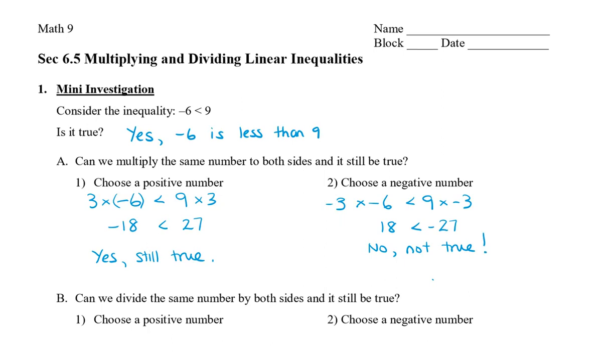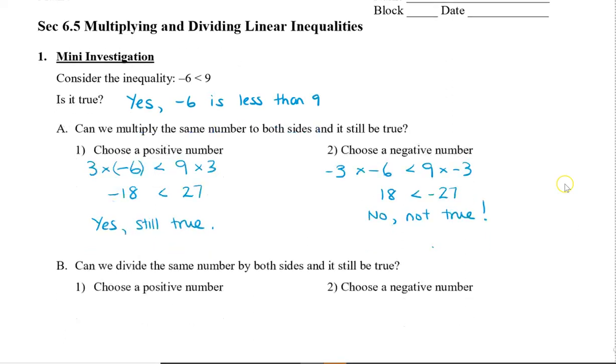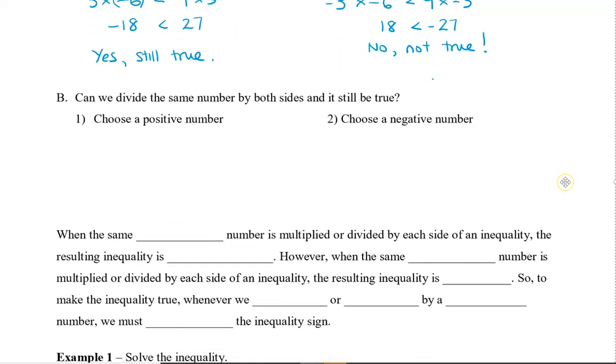All right, so now let's check what happens when we divide the same number by both sides, and we also want to check to see if this is true. Let's start with the same inequality, -6 is less than 9, and we're going to divide both sides by +3, and we get -2 is less than 3. So yes, this is still true.